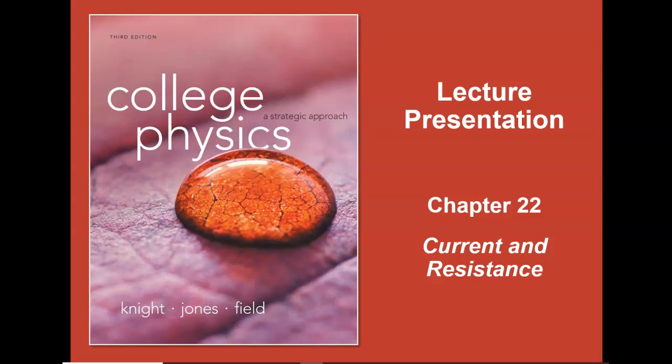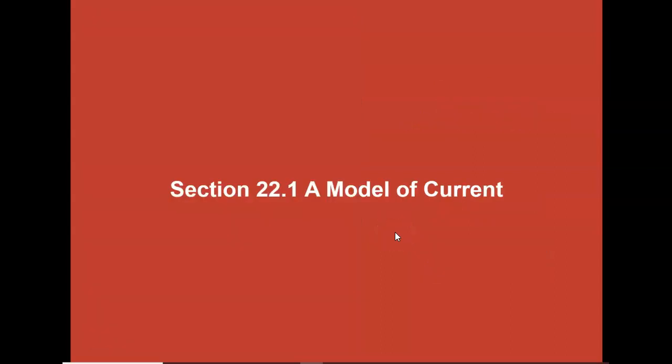All right, so we're going to cover this. This is the first part of Unit 9, covering Chapter 22 on current and resistance. So the first one, we've got to kind of look at what current is.